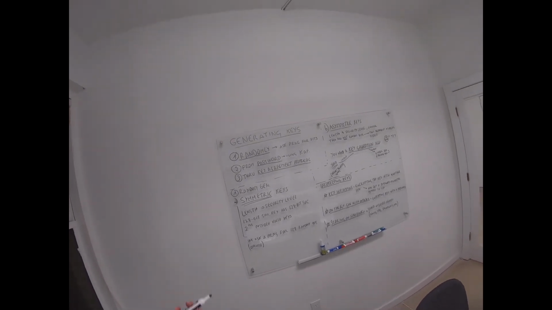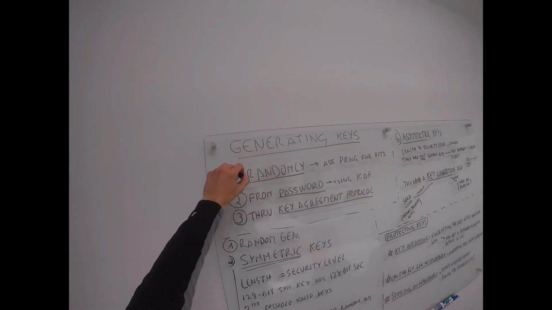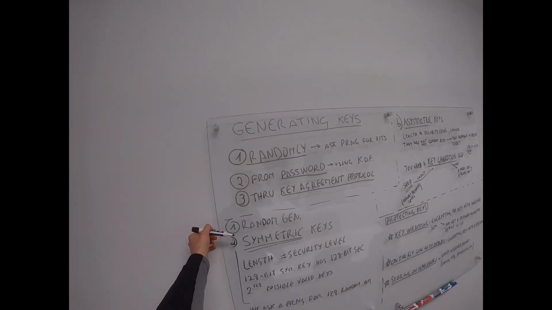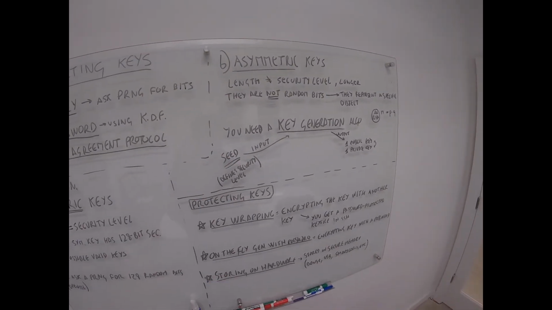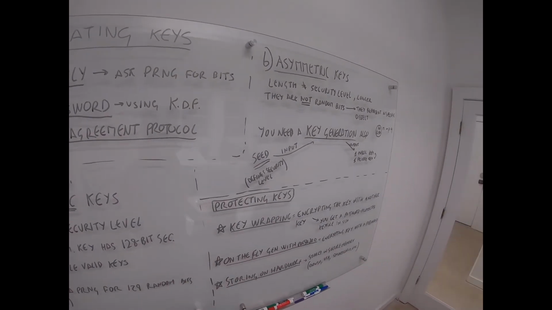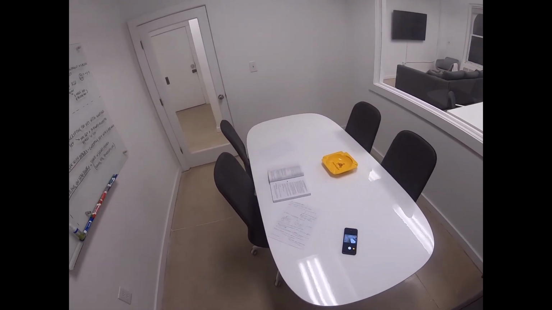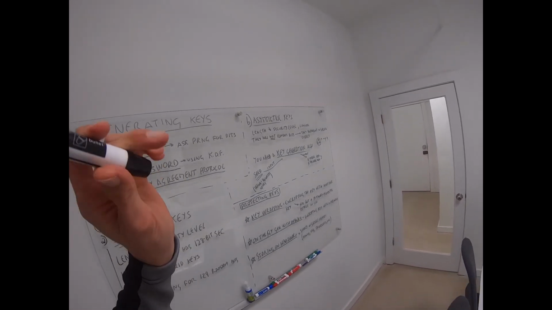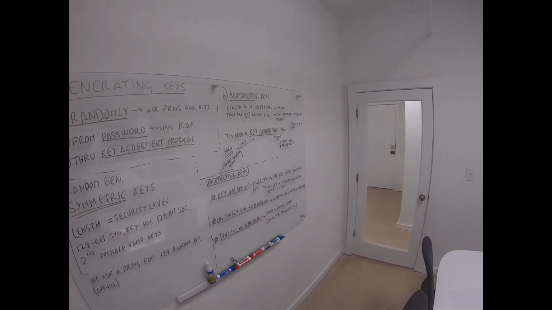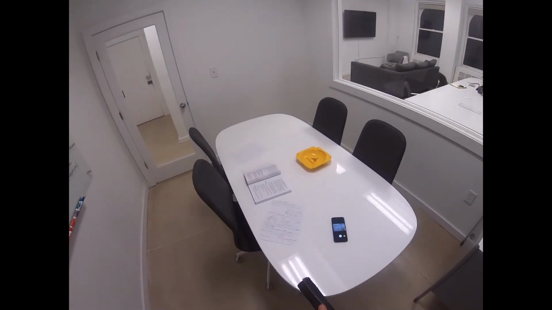We went over generating keys, 3 ways. We zoomed into the randomly generating key method, and we saw how that applies to symmetric keys and to asymmetric keys. Then we concluded with a brief section on how to protect keys. I'm going to briefly go to the computer and show you how I generate a symmetric key, how I generate an asymmetric key, and how I do key wrapping on a key to protect it. Okay, so let's go to the computer.